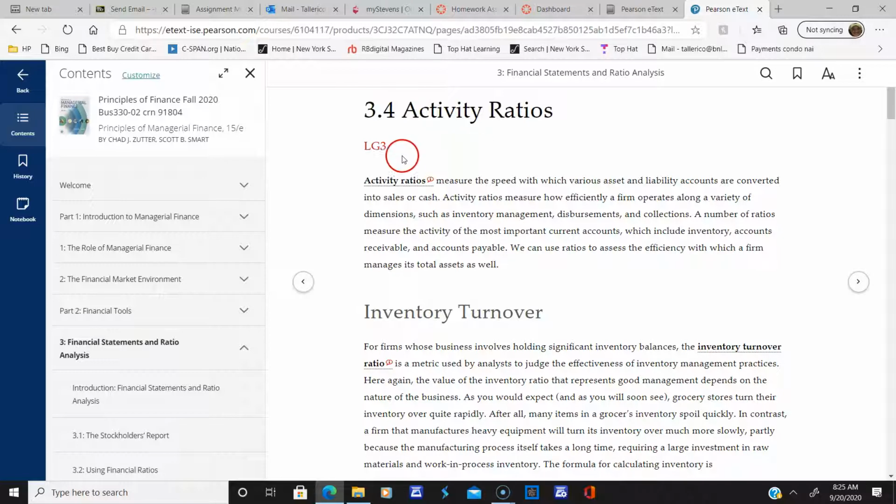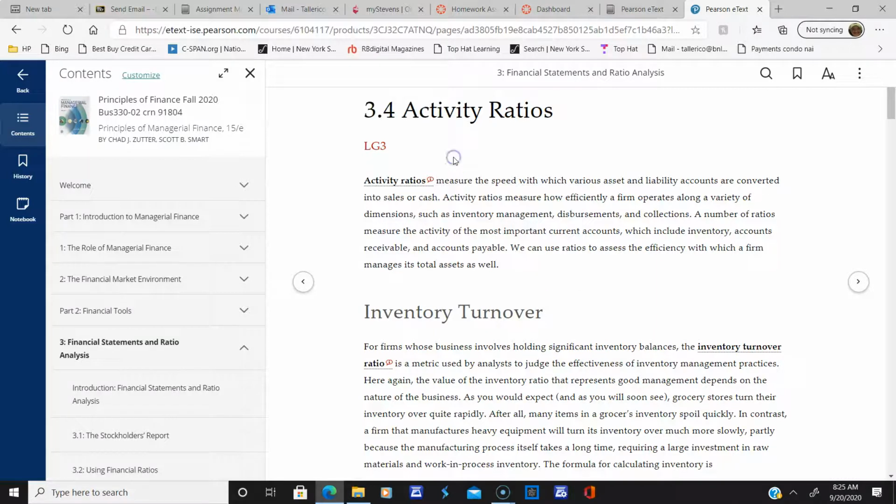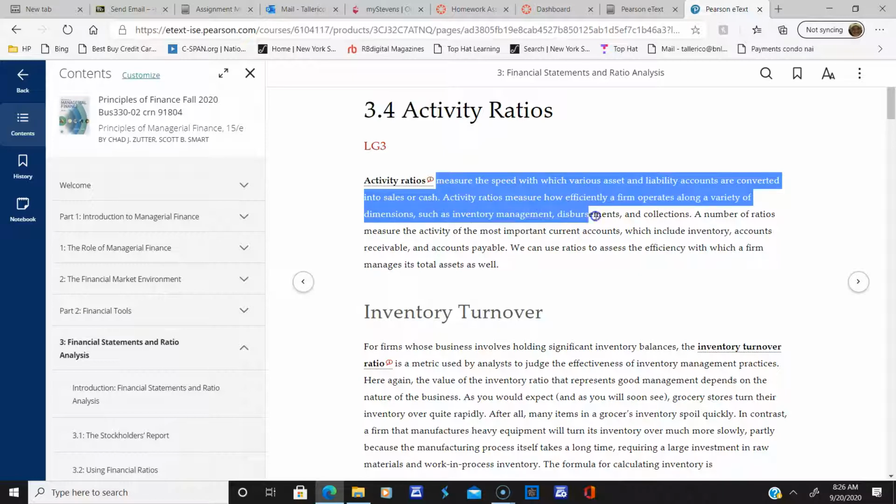All right, so now let's jump to the activity ratios. And the activity ratios, let's click on this, okay? They measure the speed with which various accounts are converted into sales or cash, or inflows or outflows. So how active are you in converting things into cash? It measures the speed with which various asset and liability accounts are converted into cash. So we'll highlight that because that's an important statement. All right, let's make that pink.